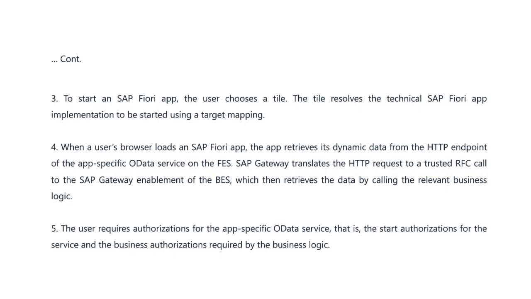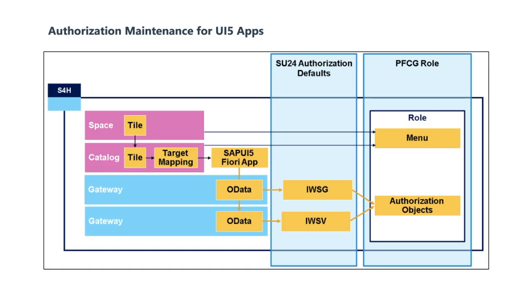backend system directly. One final technical note: when maintaining the authorization for UI5 apps, keep an eye out for the hash code based keys. These technical names are often used to store authorization default values for the non-transactional services. You will find this hash code in the transaction SU24.